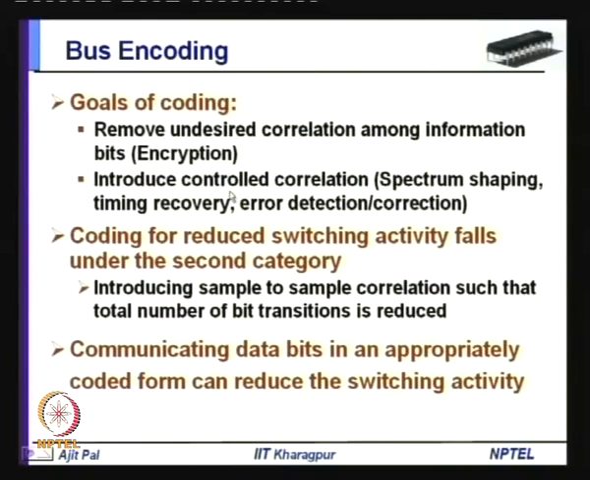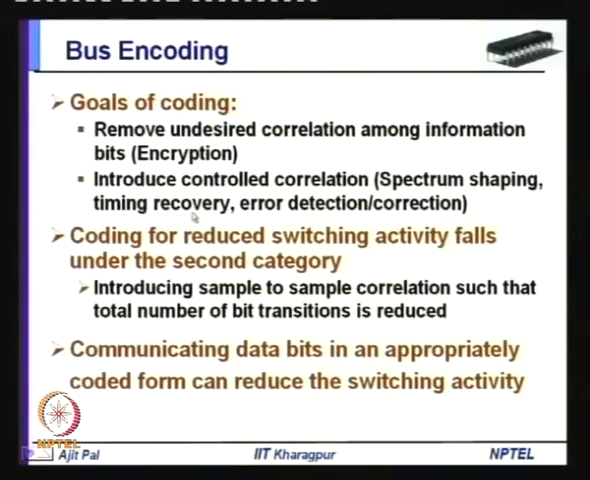coding is used to introduce controlled correlation. That means, you are sending consecutive data where you are introducing controlled correlation for various purposes. One purpose could be spectral shaping. For example, you are sending some data through a communication medium, and whenever you are sending that, you have to do the spectral shaping such that the signal can be communicated with minimum attenuation. So, that means, the bandwidth of the medium is matched by spectral shaping of the signal. This is one technique. Then timing recovery, sometimes it is used for the purpose of timing recovery.